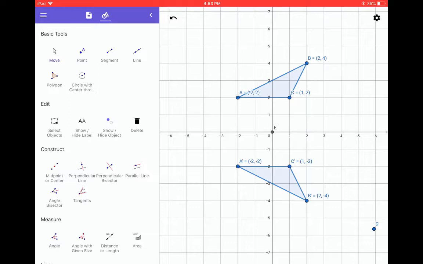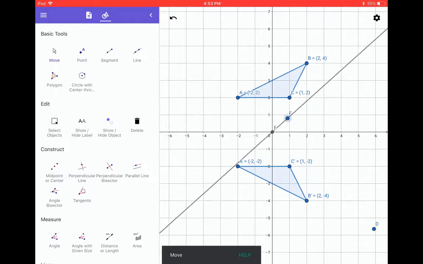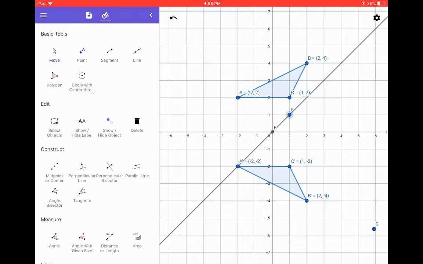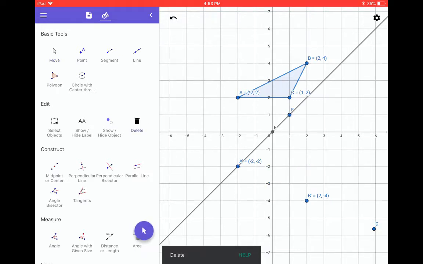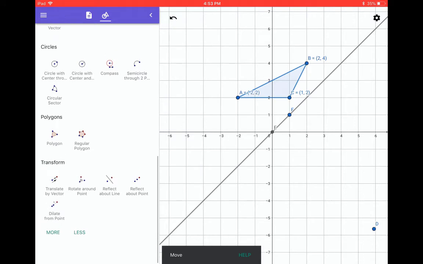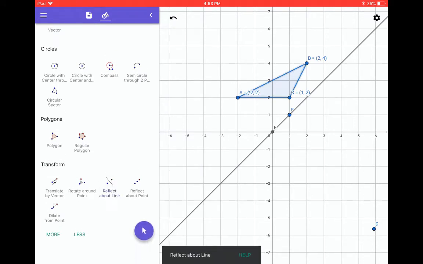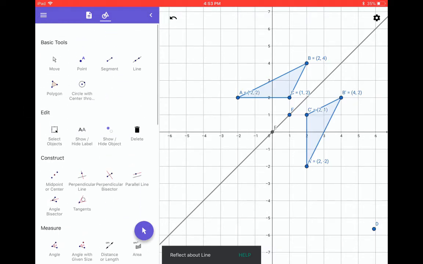The last thing I want to do is show you what happens when you reflect it across the line y equals x. So I've graphed the line y equals x here. That's line EF that has a slope of 1 and goes through the origin. So I'm going to delete this reflection and I'm going to reflect that pre-image, triangle ABC, across the line y equals x. I'm going to click on the polygon and click on the line. So there is my image.